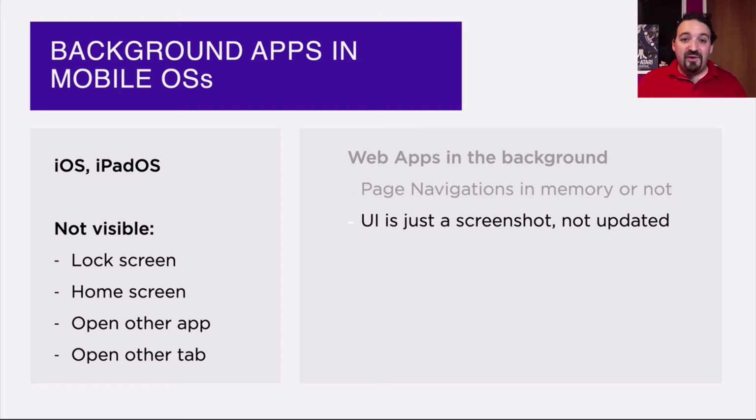The UI that you see when you are seeing all the apps open is actually a screenshot. It's not actually updated. So if you can execute code in the background, be careful, because if you change the DOM or anything on the screen, it won't appear in the user's interface. It's just a screenshot that you see there.